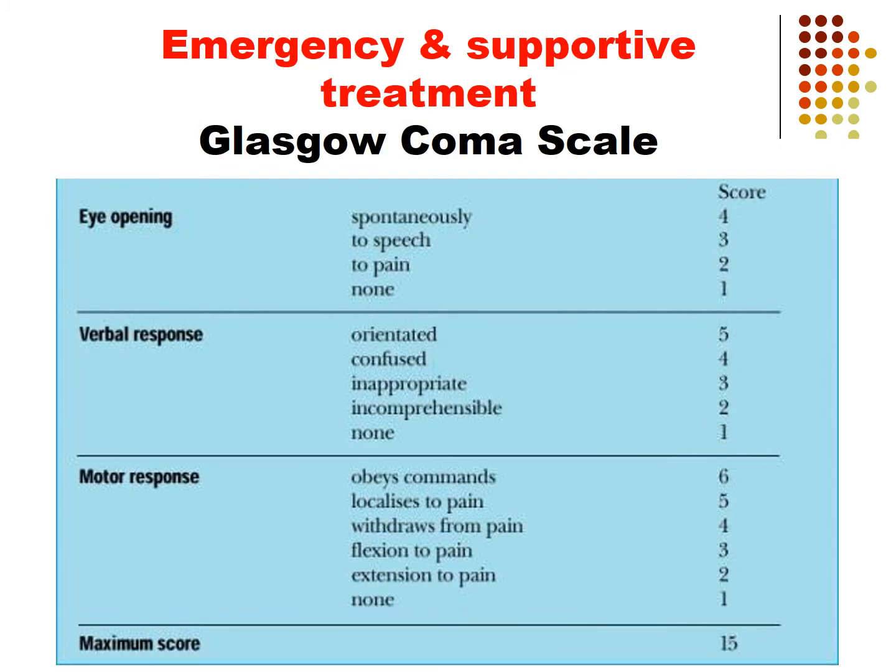This is the Glasgow Coma Scale. The person is scored according to three elements: eye opening, the verbal response, and the motor response. A fully conscious patient will get a score of 15, but a dead person gets a score of 1 plus 1 plus 1. No response at all. So the dead person gets a score of 3, not a 0.